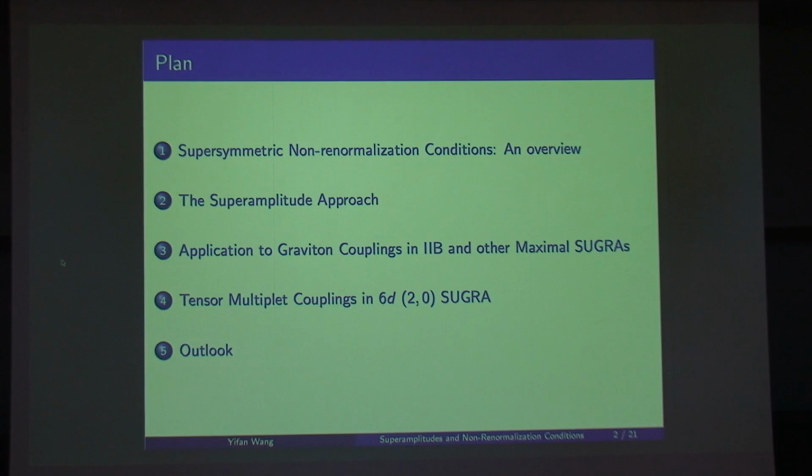And so the plan of the talk will be the following. First I'll give you a brief overview of the supersymmetric non-renormalization conditions known in the literature. And then I'll introduce to you the superamplitudes approach. And afterwards I'll tell you about applications of the superamplitude method to derive non-renormalization conditions in type 2B and other maximal supergravities, or say 4-point graviton couplings. And after that, I'll tell you about similar constraints derived using the same method for tensor multiplet couplings in 6D (2,0) supergravity. And lastly, I'll wrap up and give you a brief summary and some outlook for future directions.